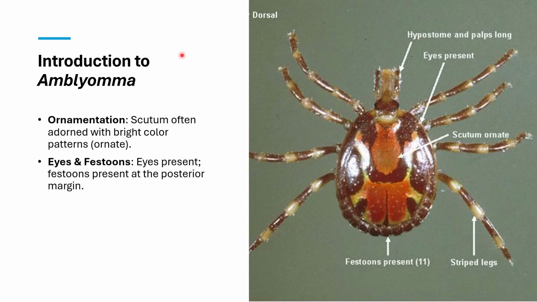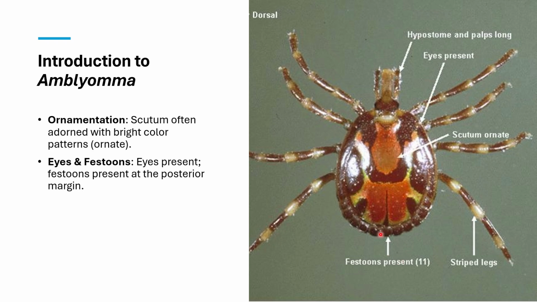Another feature is the scutum. We have ornamentation. The scutum is often adorned with bright color patterns, so that is an ornate scutum as shown in the diagram. We also have the presence of the eyes and the festoons, as shown in the diagram. The festoons are present at the posterior margin.